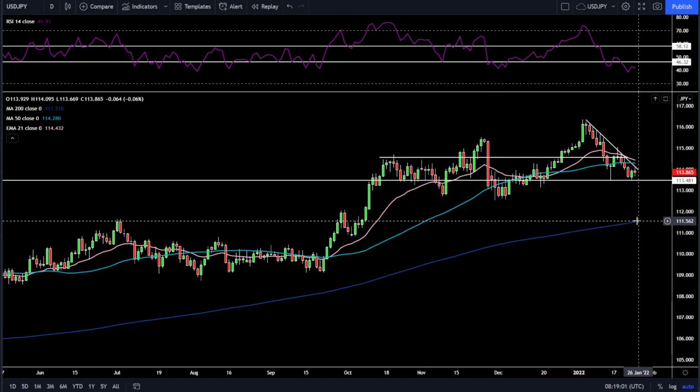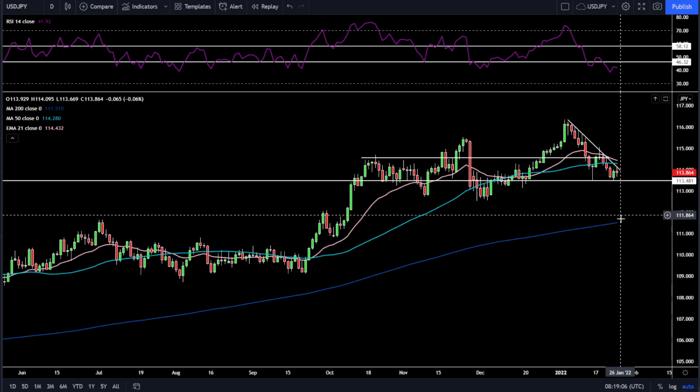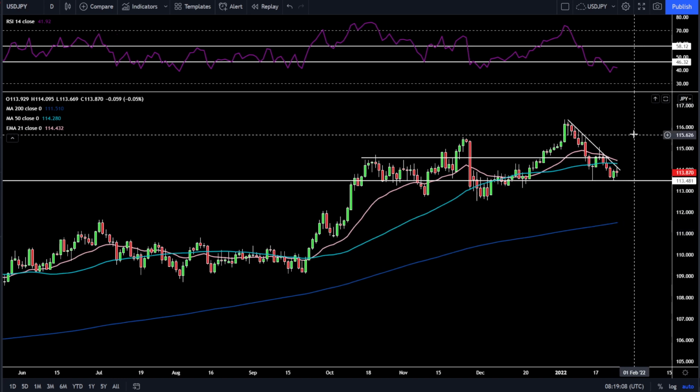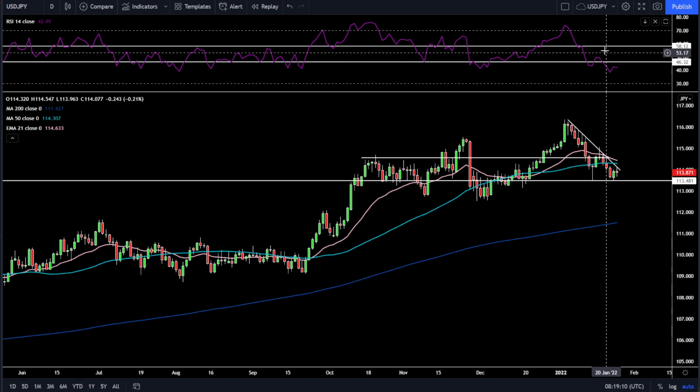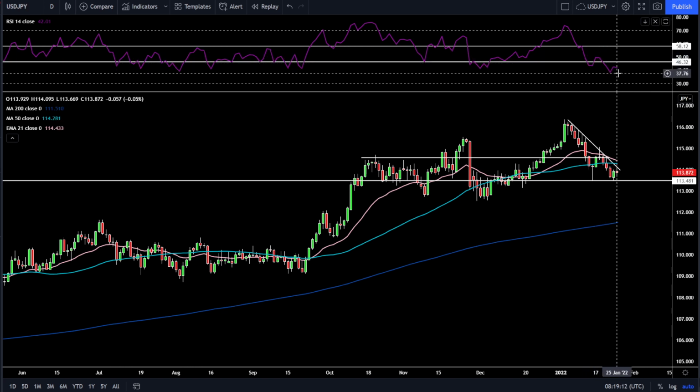Below there, we've obviously got the 200-day simple moving average at 111.5. The RSI is out of its range and sort of rolling over a bit lower.